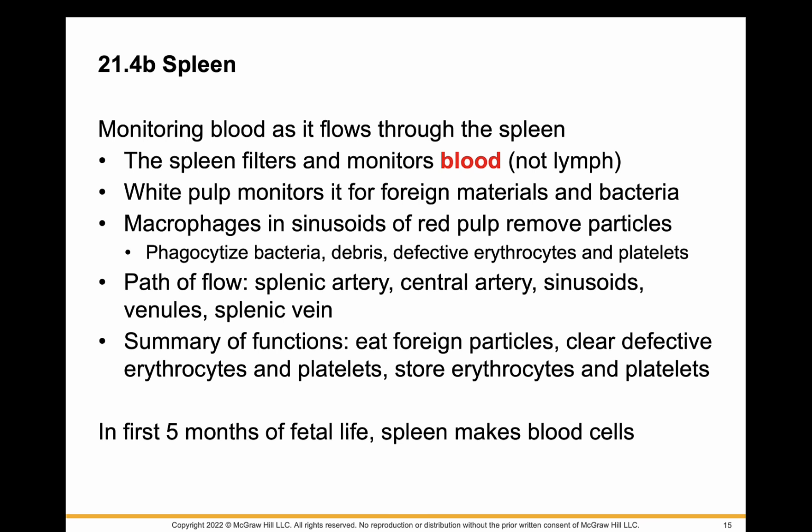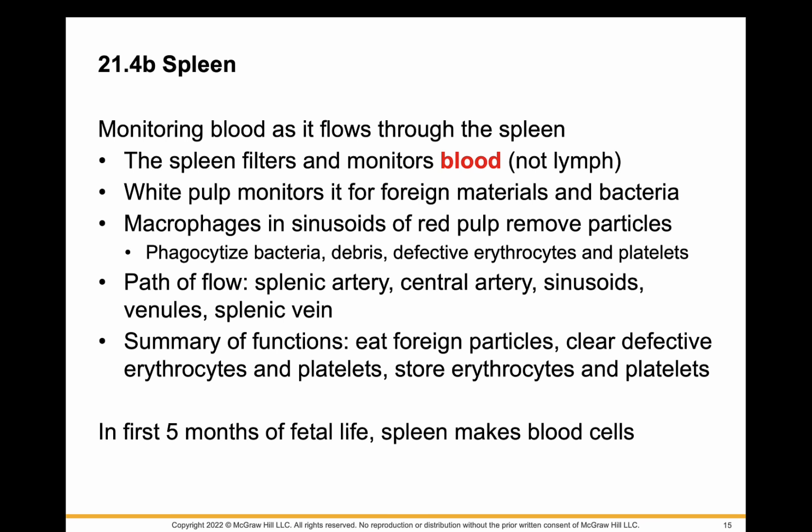Now, the job of the spleen is different than that from the lymph nodes. Remember, lymph nodes are about filtering lymph. Spleen, on the other hand, is going to be filtering and monitoring blood. The white pulp will be monitoring for foreign materials and bacteria. There will be macrophages in the sinusoids of the red pulp, and they're going to be removing particles. So what they might be doing is phagocytizing bacteria, debris, and defective erythrocytes and platelets.